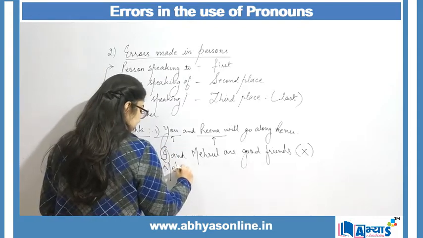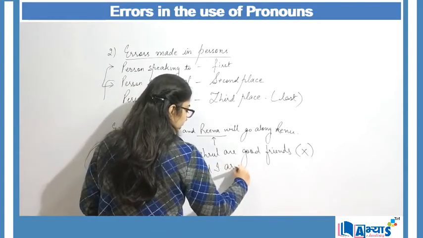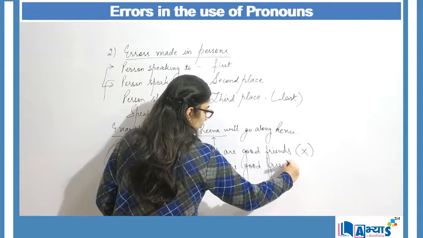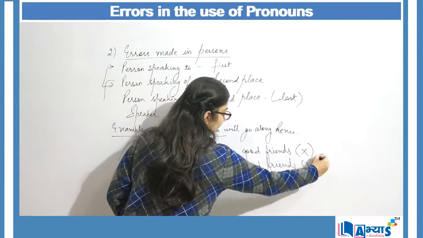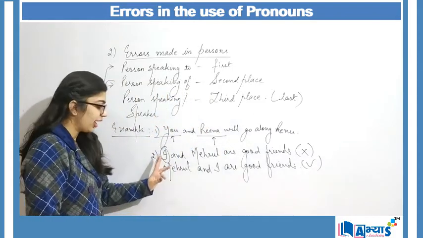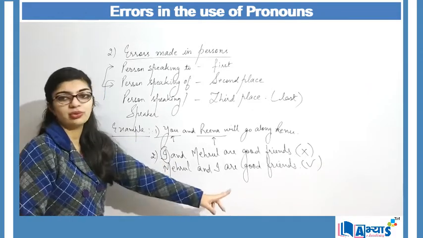Mehrul and I are good friends. And this is my correct formation of the sentence. Here there is an error: I will not start with I. I will always say "Mrinal and I are good friends."